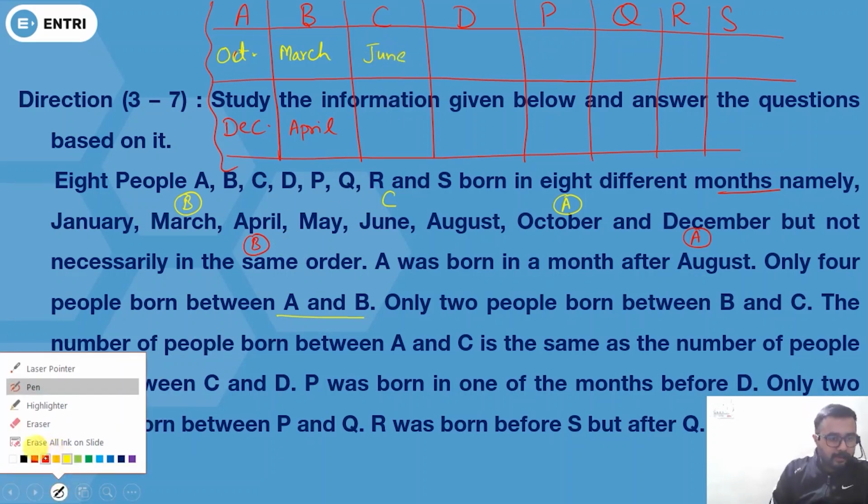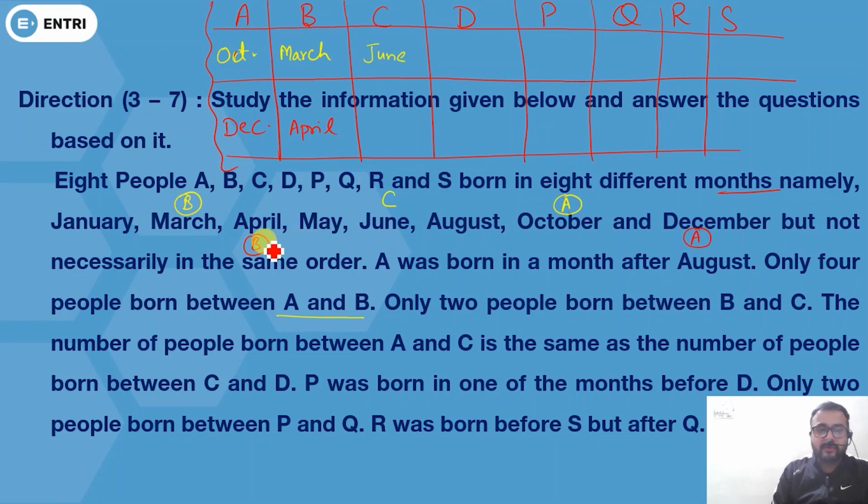And if we use this red pen, where will we see? If B is born in April, then there are 2 people between B and C. So if there are 2 people between B and C, you can see 1, 2, C will be born in August. So according to this, C will be born in August. I hope this is also clear to you. Now move to the next.